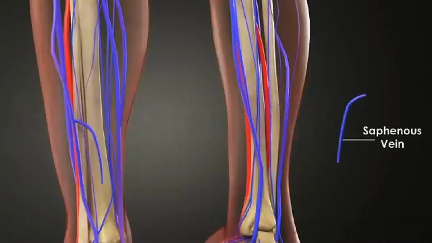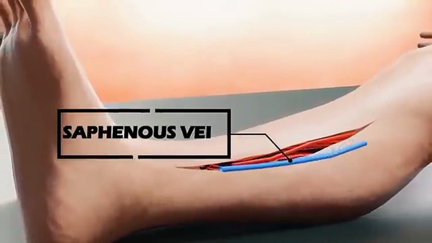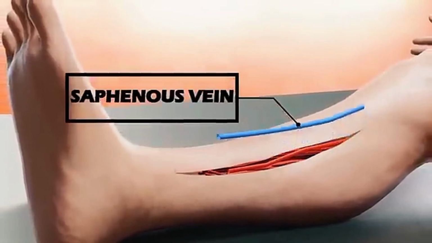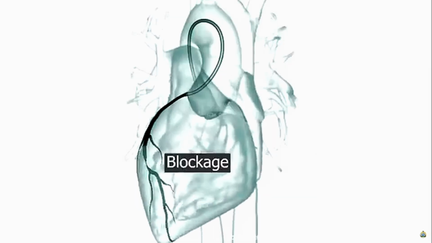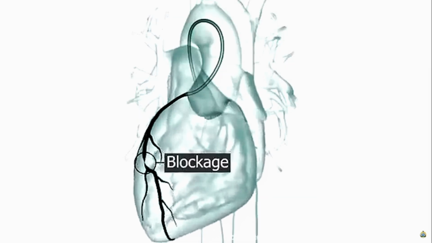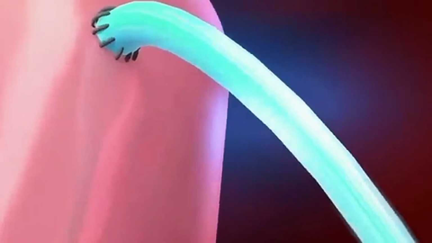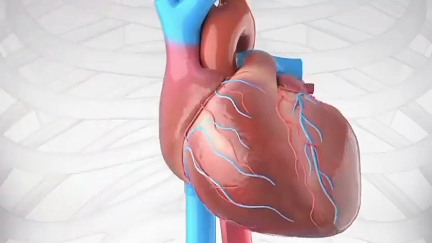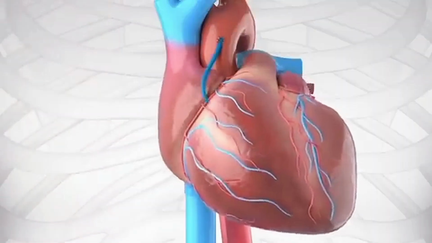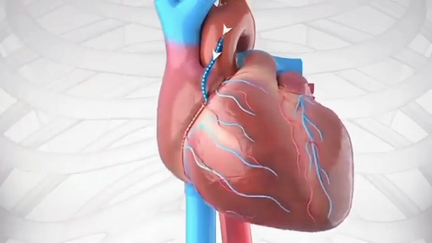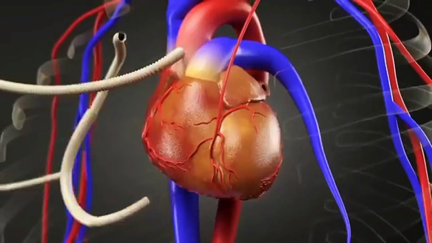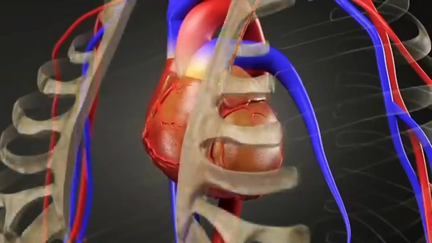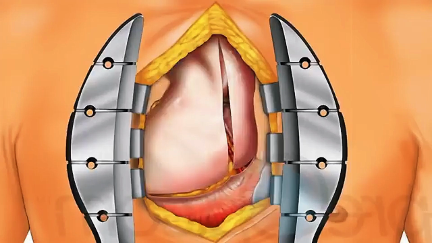After identifying the blocked section of the coronary artery, the surgeon attaches one end of the graft before the blockage and the other end beyond the blockage. This creates a new pathway that allows blood to flow around the blocked artery and restore oxygen-rich blood to the heart muscle. Once the bypass graft is completed, the heart and surrounding tissues are returned to their normal position.